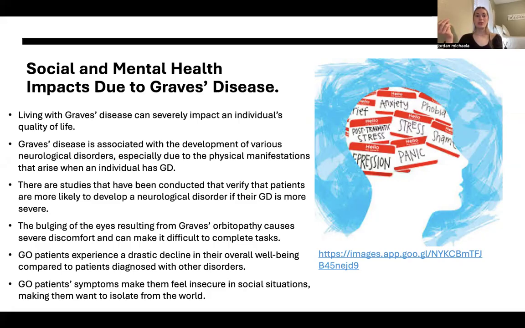And GO patients' symptoms make them feel insecure in social settings due to the goiter or their eyes, specifically GO, with their eyes bulging and protruding and just looking very wide and red. They can feel very insecure and want to isolate from the world due to this.